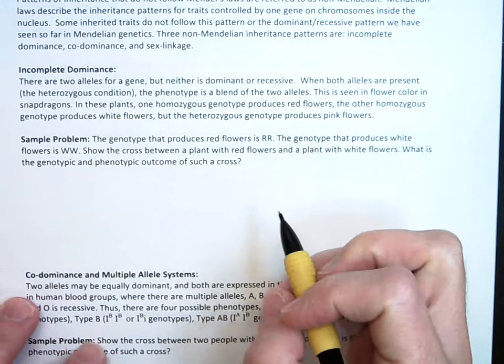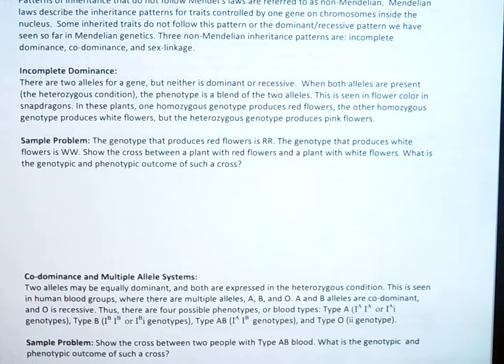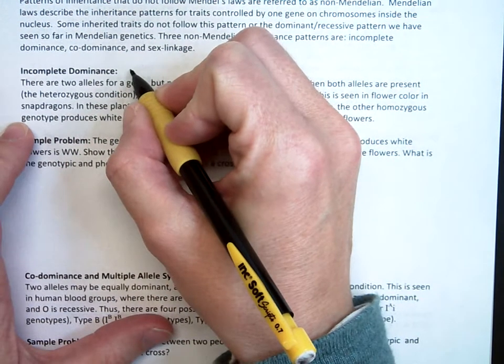Okay, we are going to look at some sample problems for non-Mendelian genetics, which is non-typical inheritance where you don't have a simple dominant and a simple recessive. Our first type is incomplete dominance, and this is when the two traits blend.